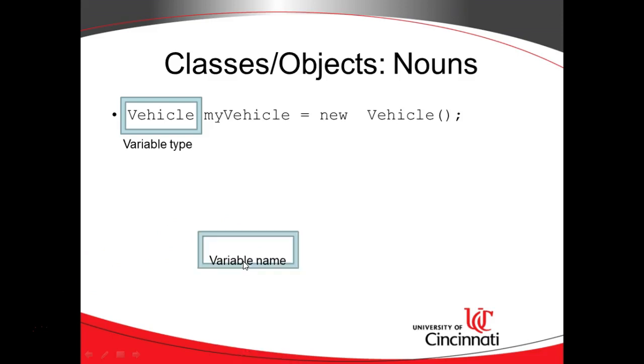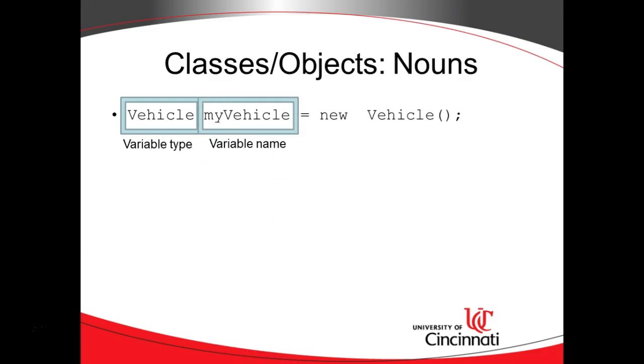Now what's my vehicle? My vehicle is the variable name, and remember that variable name has to be unique. In other words, a variable name is like a parking space. Only one car can be in there at a time, so the name has to be unique. Okay, so just a normal variable declaration, just like int miles per gallon is a variable declaration where the type is int and the variable name is miles per gallon.